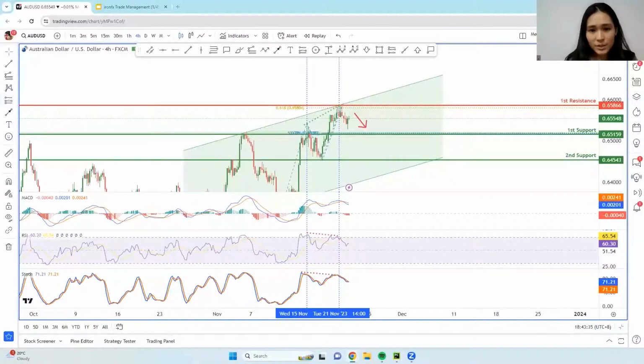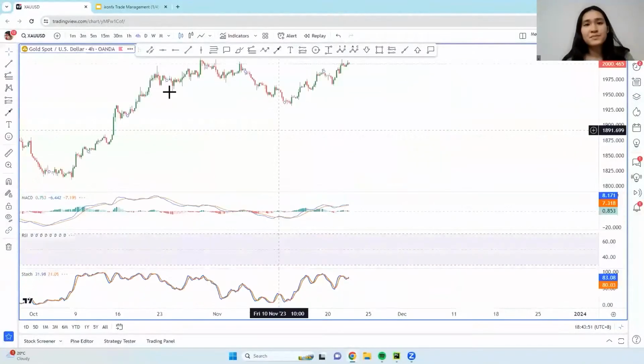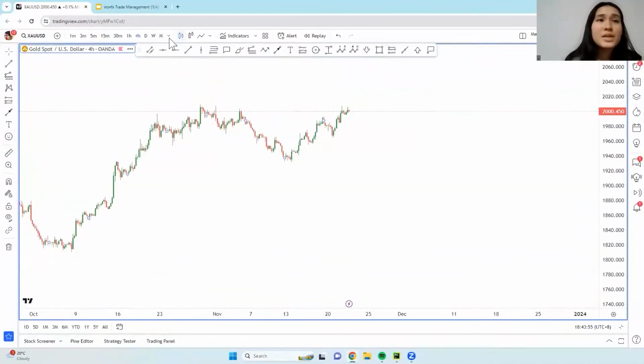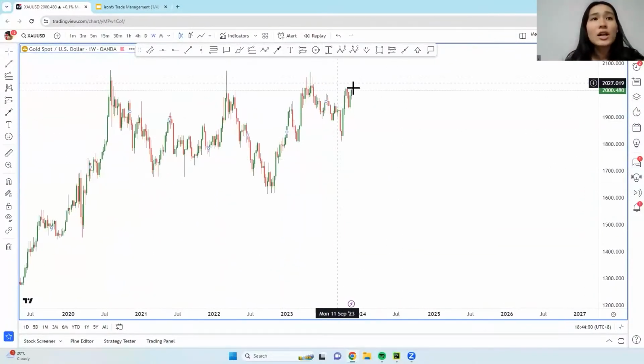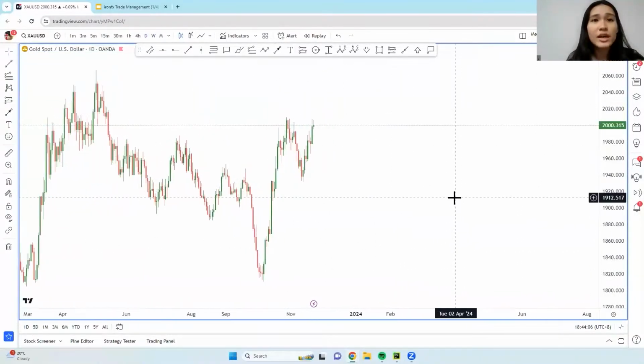Okay, I think we have another request for gold. Let's take a look at gold. Same thing, I'm gonna start off by looking at our higher time frames first. And on our higher time frames, we kind of see an uptrend. On our daily time frame, we also see an uptrend.